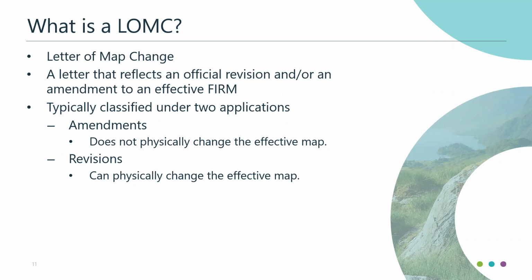And then the other type of application is revisions. And revisions physically change the map. Think of a project that's going to change the floodplain between counties or in a county for a whole community or a big, large area where the floodway or some other feature is changing. Those type of applications, when approved, they physically change the effective map so that moving forward, anybody that downloads that map, they will see that same update.